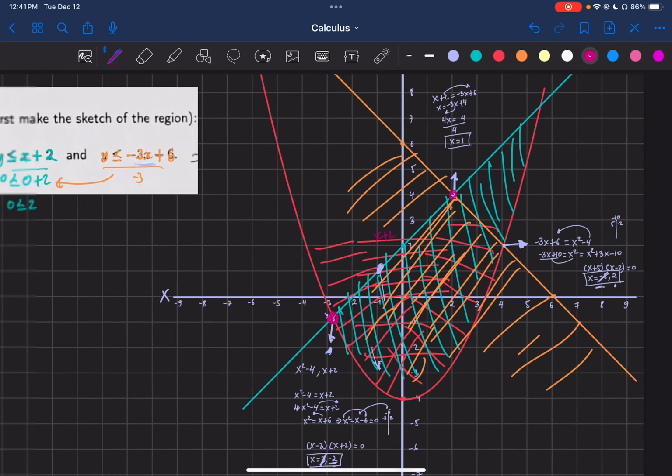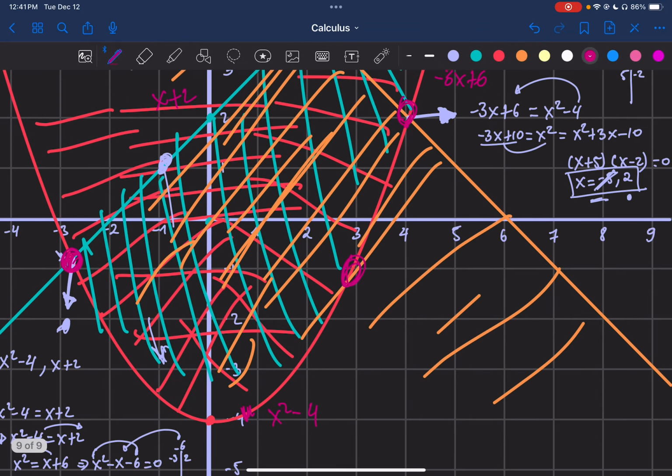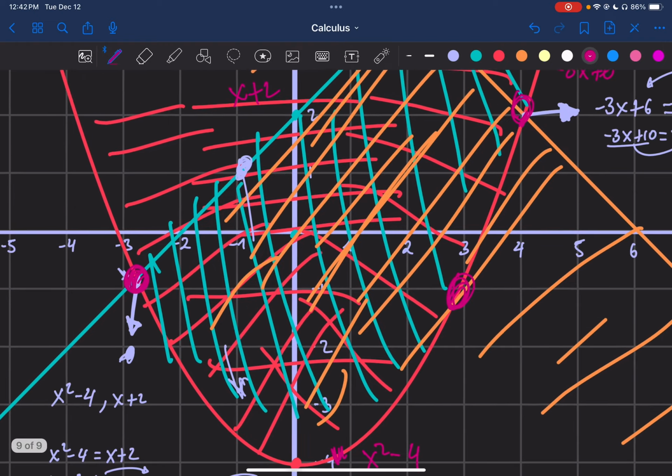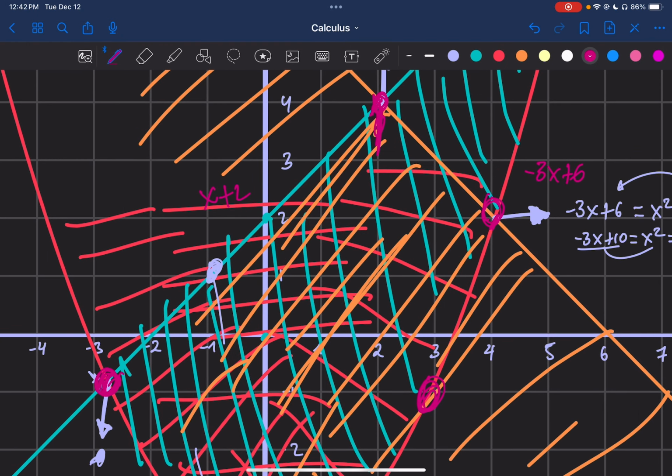And then when I go from here, where x is 1, all the way to when x is 2, this new line, the negative 3x plus 6, is the one that is above. And once again, the line of x squared minus 4 is still below. This means that I'm going to find the area going from this point to this point, and then from this point all the way to this point here.